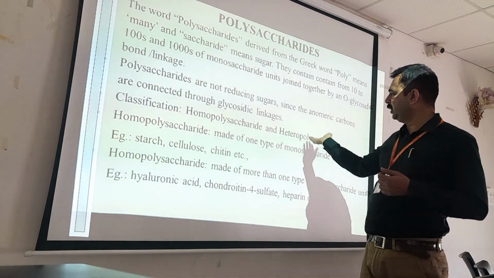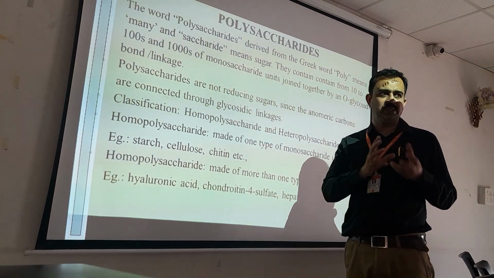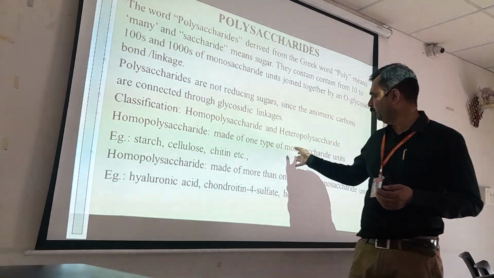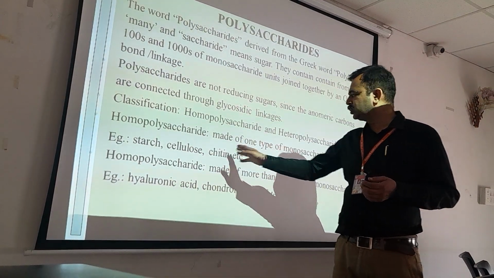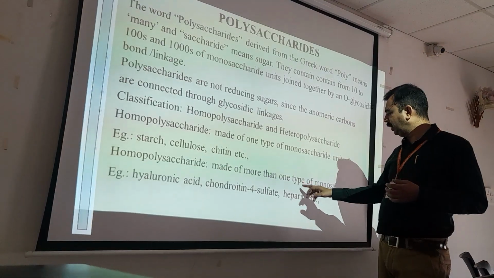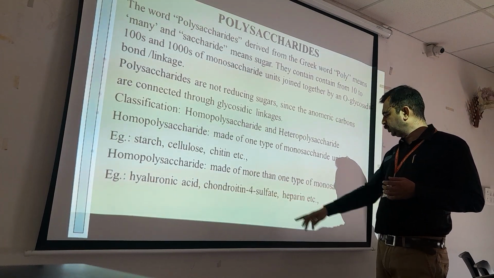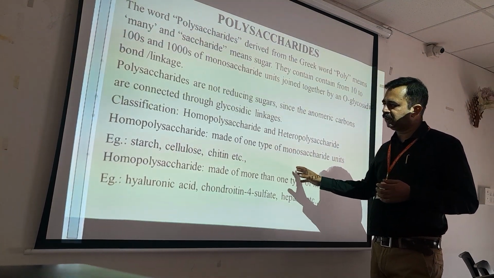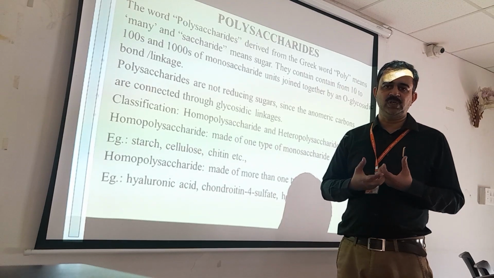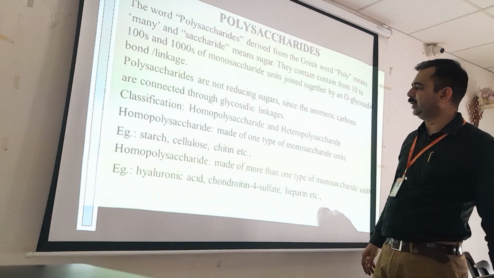Classification: homopolysaccharide and heteropolysaccharide. Homopolysaccharides are made from one type of sugar unit, single sugar units, for example starch, cellulose and chitin. While heteropolysaccharides are made of more than one type of monosaccharide unit, for example hyaluronic acid, chondroitin sulfates and heparins. So hetero means that more than one type of monosaccharide joins to each other, then we can say it is a heteropolysaccharide.